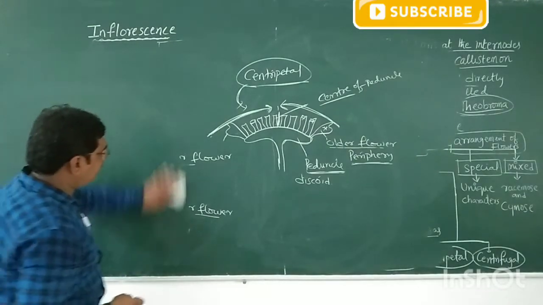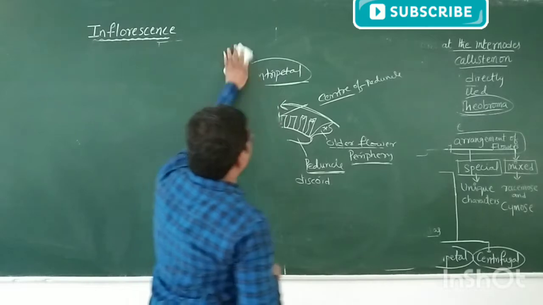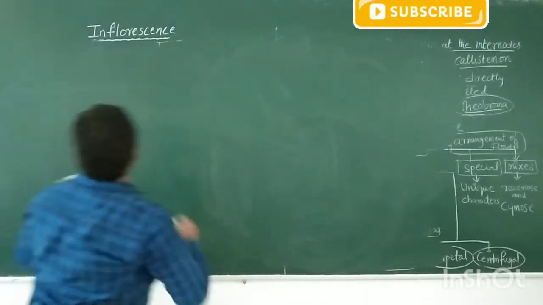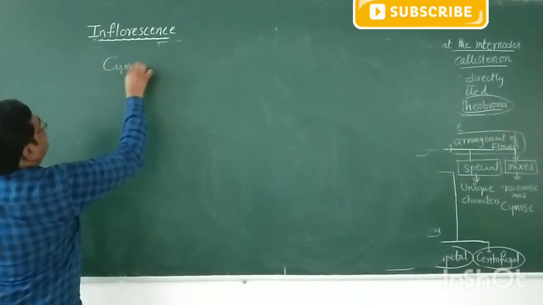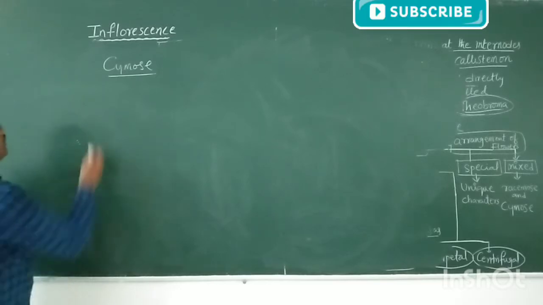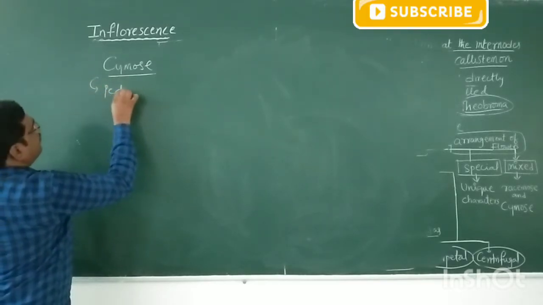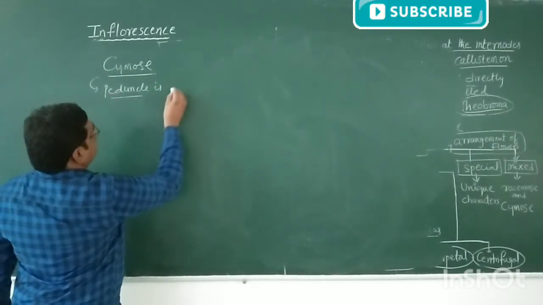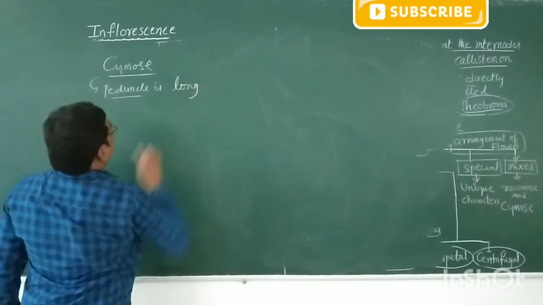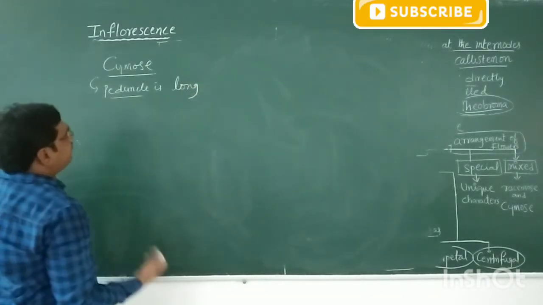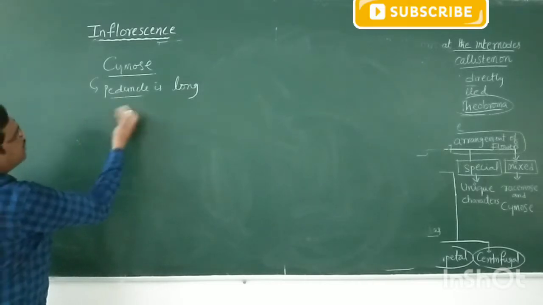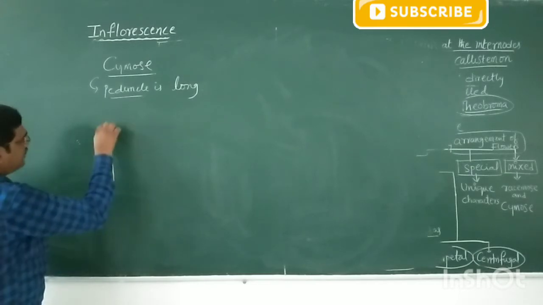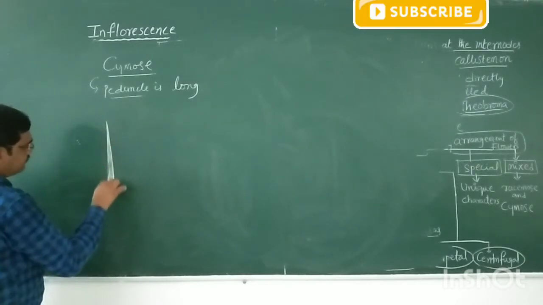that is cymose. In cymose, here the peduncle growth is long. The growth of the peduncle is indefinite or long. See, next, order and opening of the flowers. See, this is the peduncle. This is the peduncle.